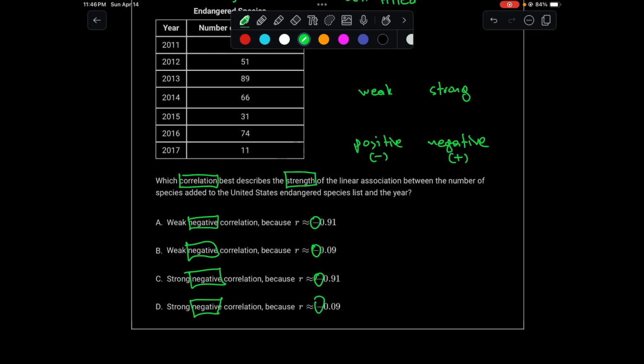Okay, now weak means close to 0, and strong means close to 1. Positive strong means close to plus 1. Negative strong means close to negative 1. I think I put those backward somehow. So positive means plus, negative means negative, okay? And weak means close to 0, strong means close to 1.